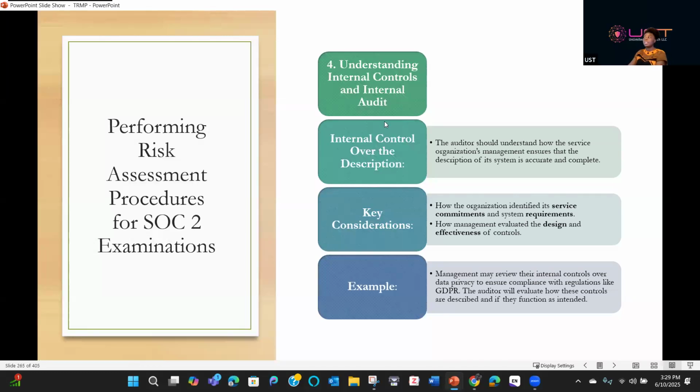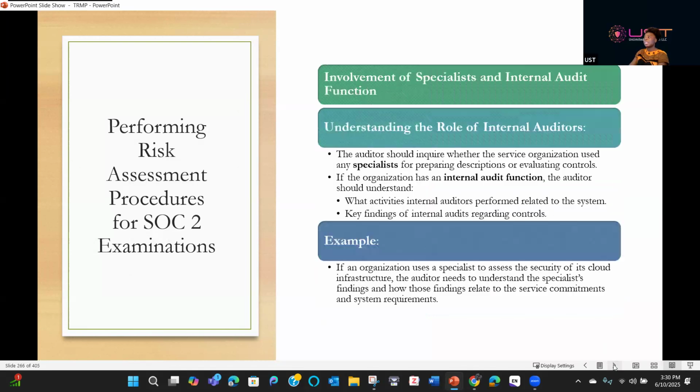Understanding internal control as well as internal audit. What does that mean? Auditors should understand how the service organization management ensures that the description of its system is accurate and complete, how the organization identifies its services, commitments, and system requirements, and how management evaluated the design as well as effectiveness of controls. As an example, management might review the internal controls over data privacy to ensure compliance with regulations like GDPR or CCPA. Auditors will evaluate how these controls are addressed and if they function as intended.